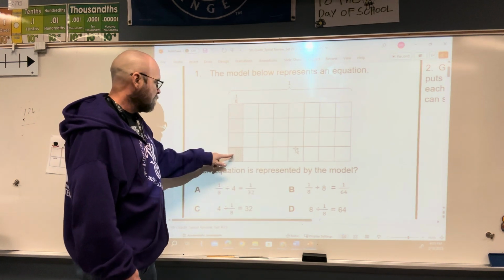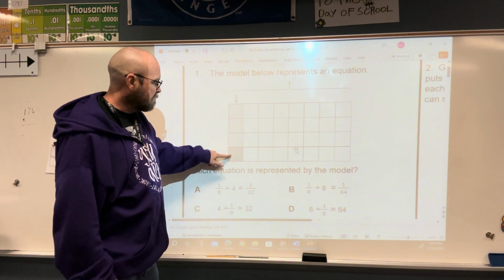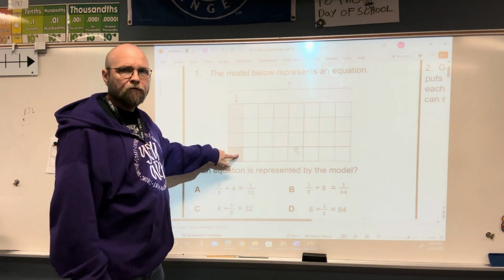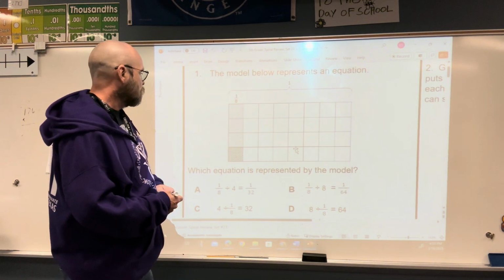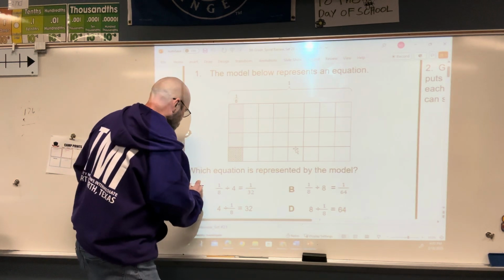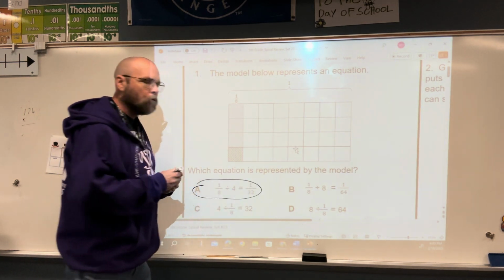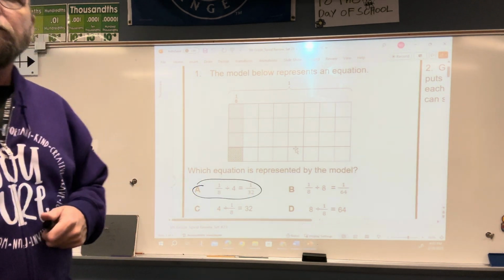So my answer is going to be, how much is this? This is 1 out of 32 squares. So I have 1/8 divided by 4 equals 1 out of 32.